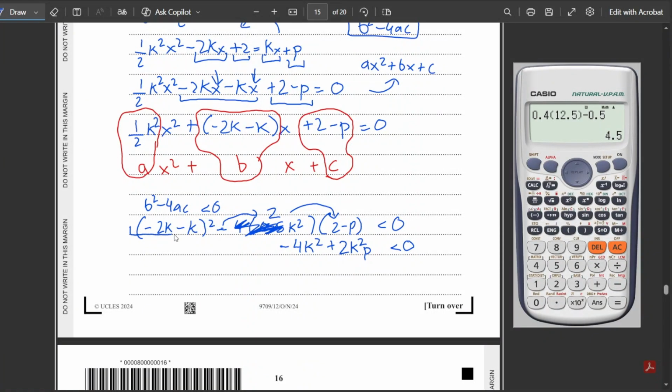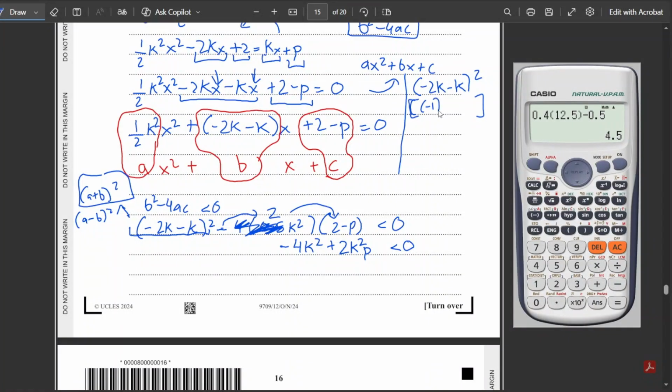Now let's solve out this part. I don't know how to solve this identity because it's not a plus b whole squared, and it's also not a minus b whole squared. So what I'm going to do is try and convert it into this form. The way I do that is basically it's negative 2k minus k, squared. What I can do is factor out the negative.